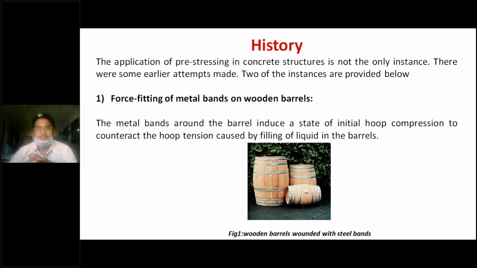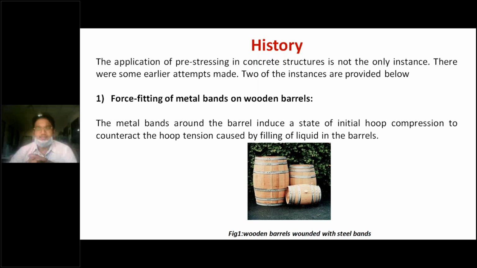Here there are two examples I would like to show you. One is fitting of metal bands on wooden barrels, and the next one is a rim with the pedestal. Okay, so let me explain these two. These are the applications where this prestressing technology was there from olden days. Here you see how this prestressing technology was used in wooden barrels. You can see the metal band over here, which is fitted around the barrel along its circumference to ensure the state of initial hoop compression, right, isn't it?